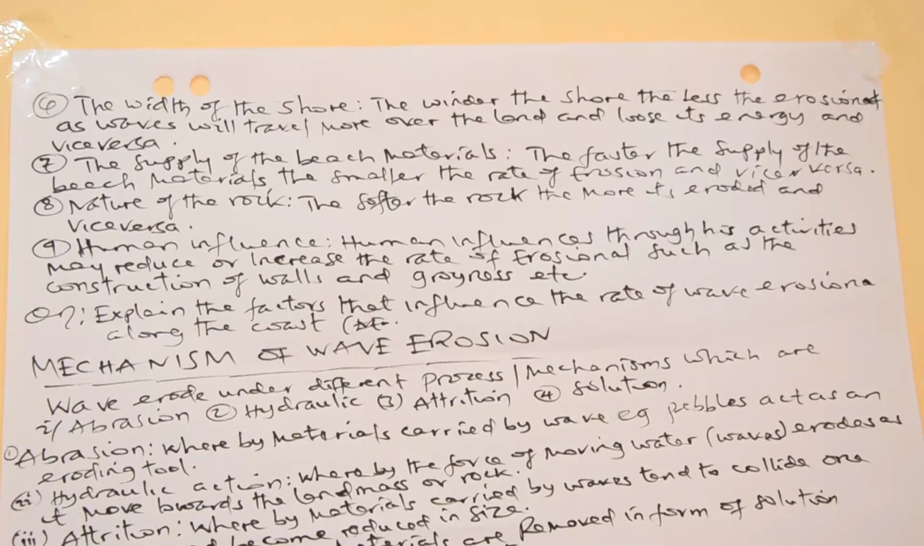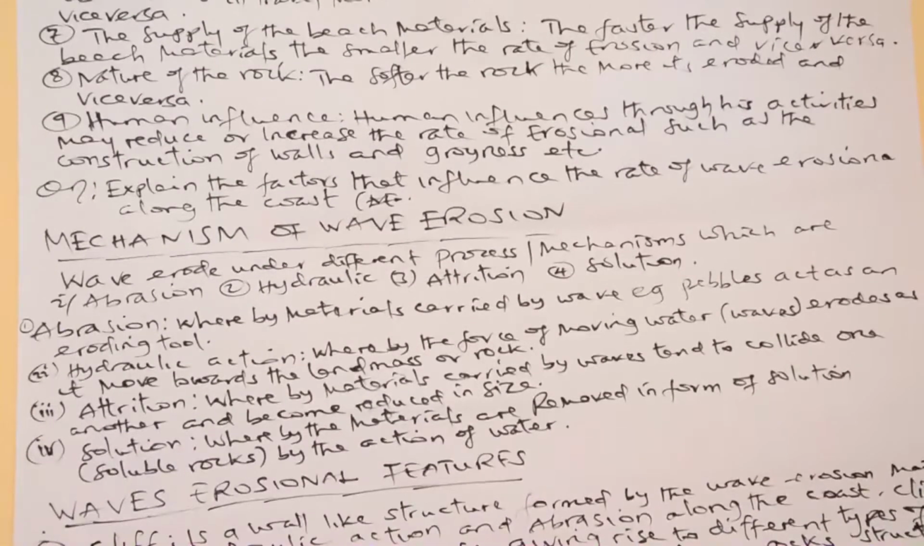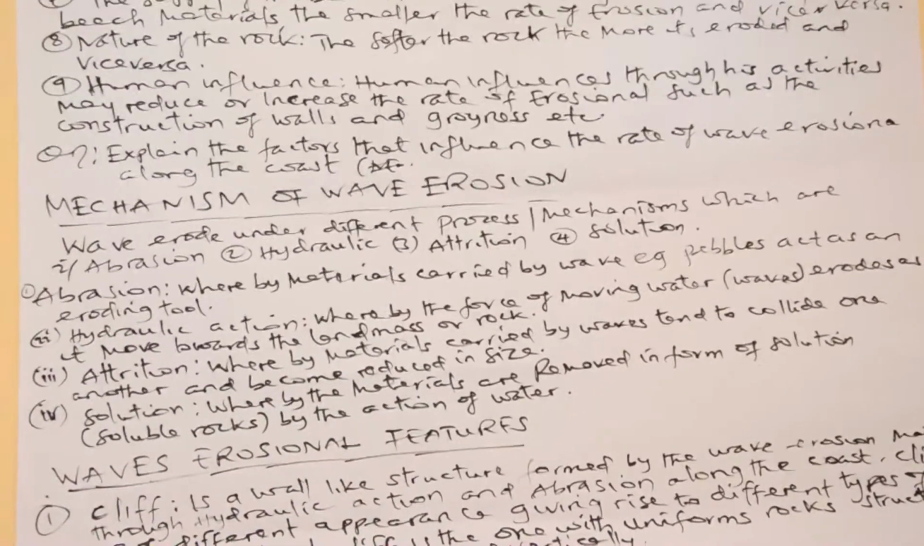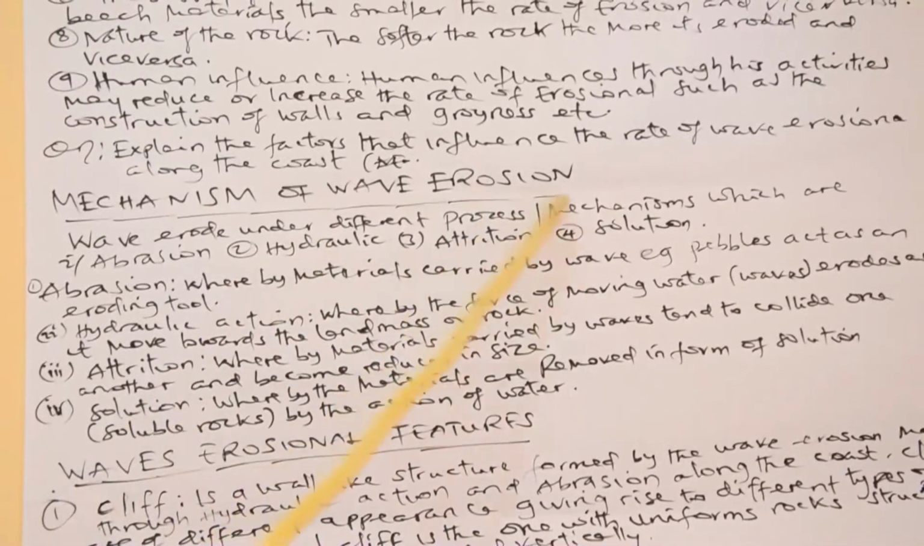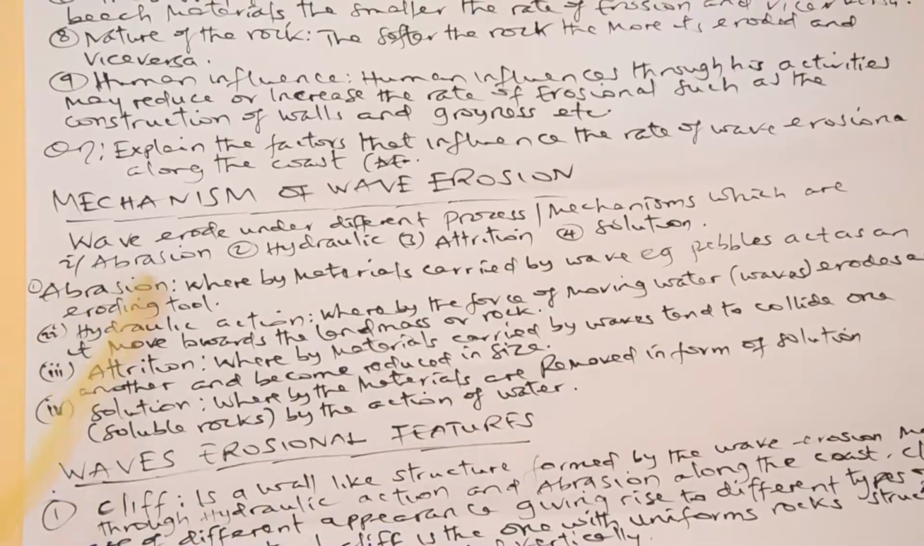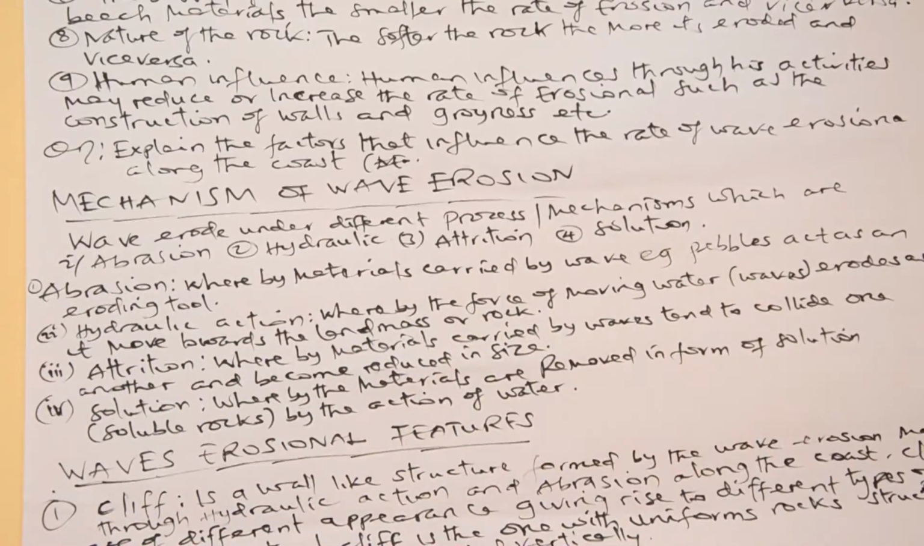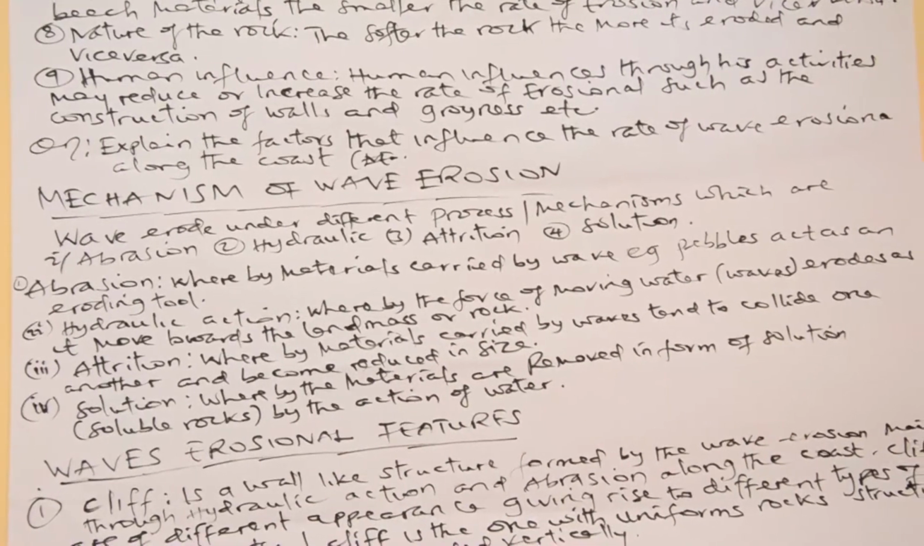Dear students, there is a mechanism of wave erosion. This is like the process of erosion. Waves erode through different processes or mechanisms, which are abrasion, hydraulic action, attrition and solution. Abrasion is when material carried by waves, for example pebbles, acts as the eroding tools.